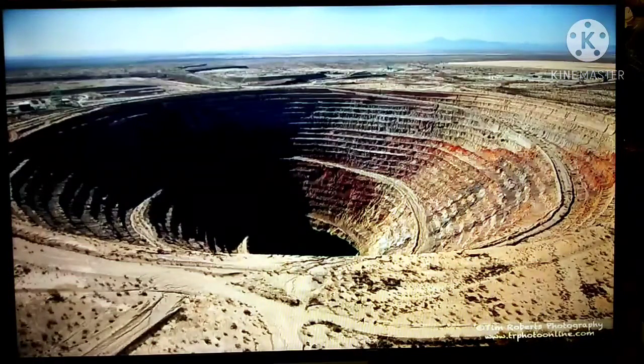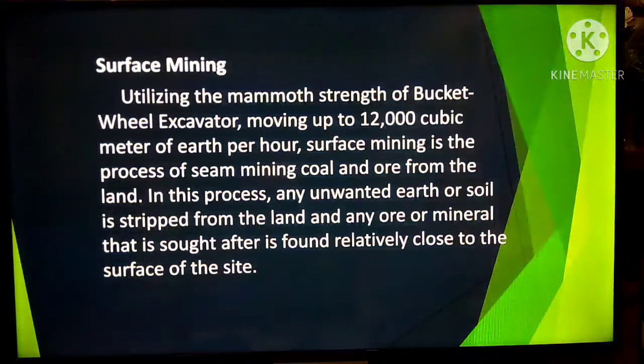Yes, as you can see in the photo on the screen, that is how mining in the open pit is done. And one more is surface mining, and it is relatively the same as open pit mining. Utilizing the mammoth strength of bucket wheel excavators moving up to 12,000 cubic meters of earth per hour, surface mining is the process of seam mining coal and ore from the land. In this process, any unwanted earth or soil is stripped from the land, and any ore or mineral that is sought after is found relatively close to the surface of the site.